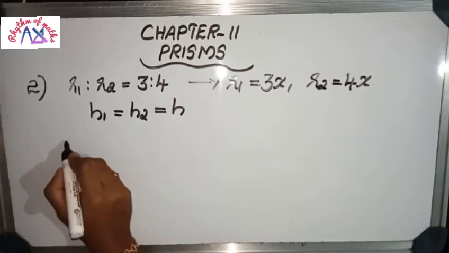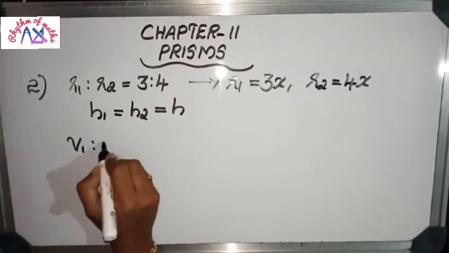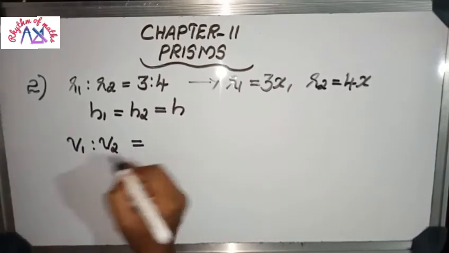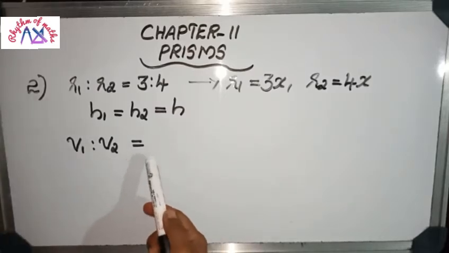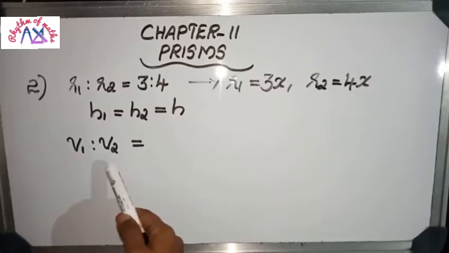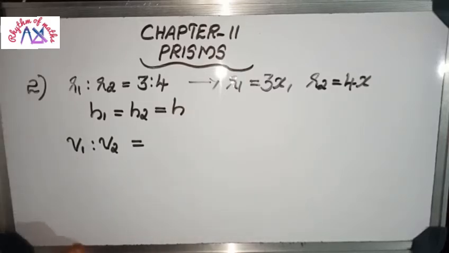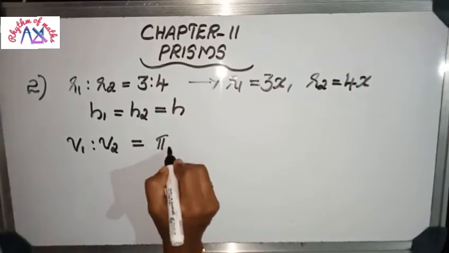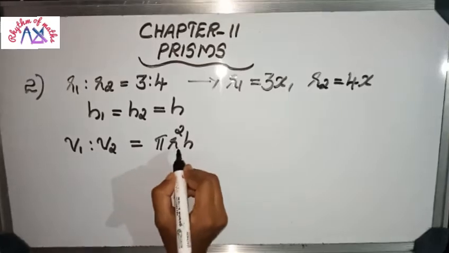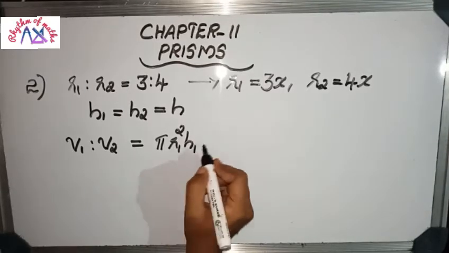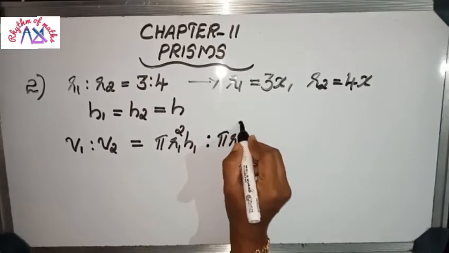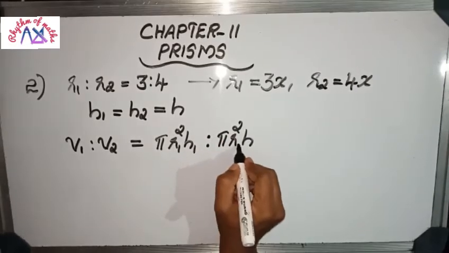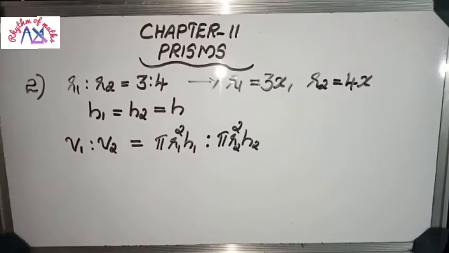The question is, what is the ratio of their volumes? That means V1 is to V2, first volume is to second volume, we have to find here. For that, let's write the equation. What is the equation to find the volume of a cylinder? It is pi r square h. As it is the first cylinder, we mark it as R1 and H1. The second cylinder equation is also the same, pi r square h, which we mark as R2 H2.